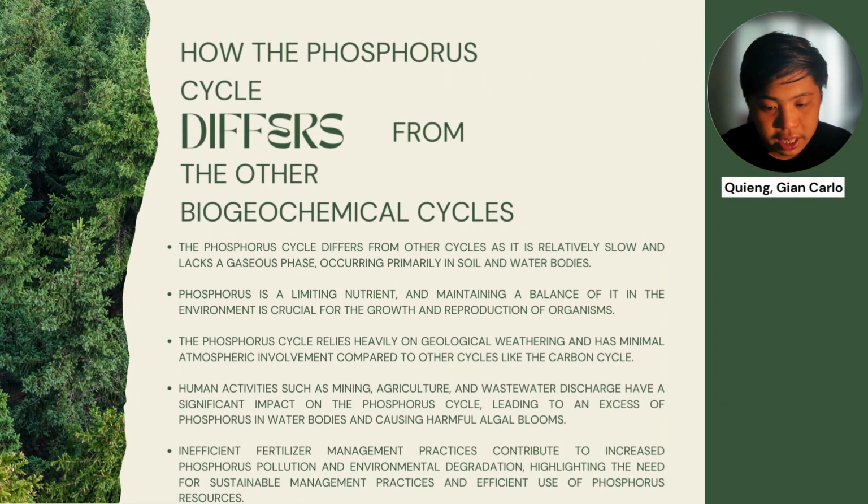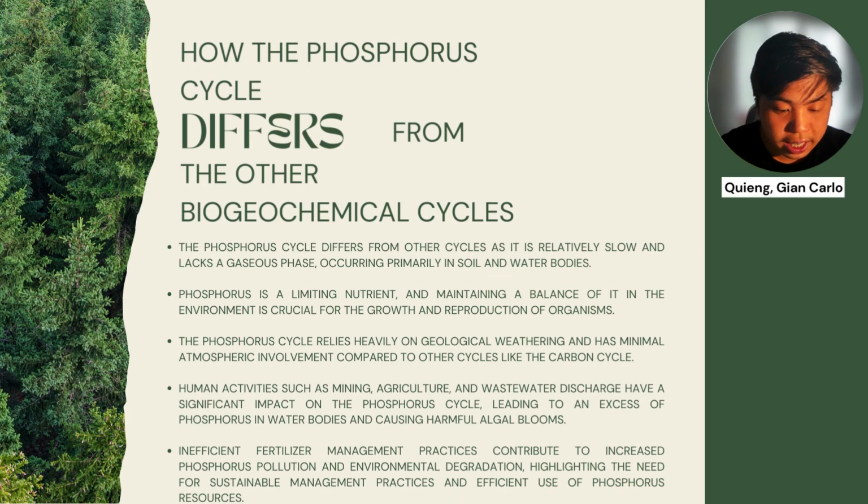Firstly, unlike other cycles such as the water or carbon cycle, the phosphorus cycle is relatively slow and does not involve a gaseous phase. Instead, it primarily occurs in the soil and water bodies. Secondly, phosphorus is often a limiting nutrient, meaning it is scarce and limits the growth and reproduction of organisms. As a result, it is essential for plants and animals to maintain a balance of phosphorus in the environment.